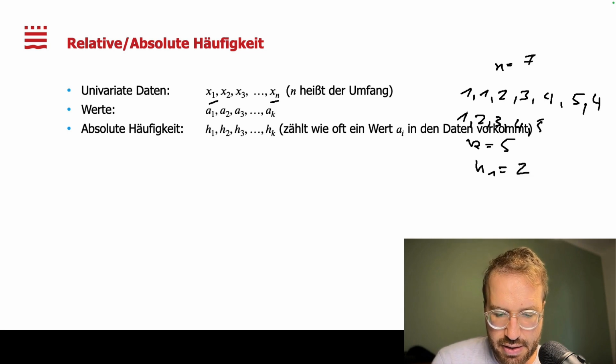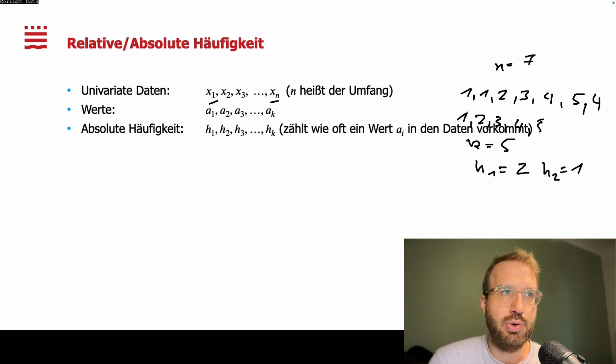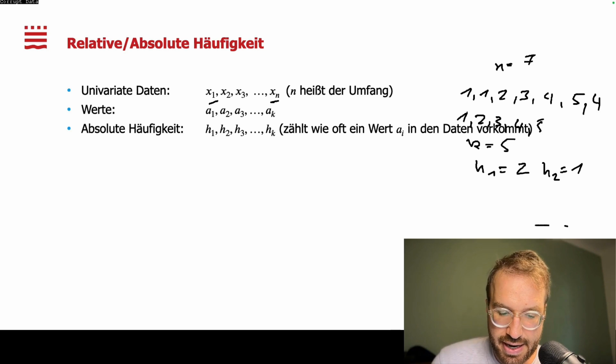Yes, and it would then be to see how often the value a_2 occurs in the data. The value a_2 is 2, and when you see that the 2 appears once in the data, we might note that down briefly, so h_2 is 1. Yes, so far so good. I think everyone knows this. We simply count how often each value occurs in the data.